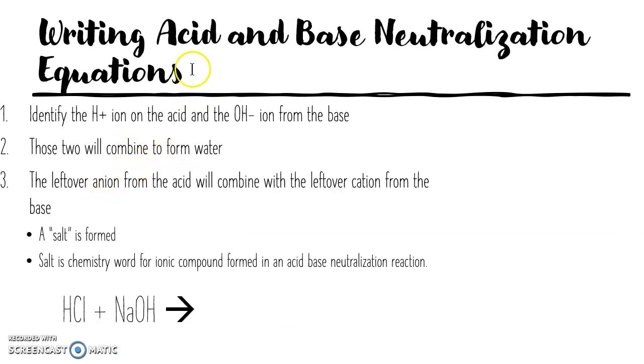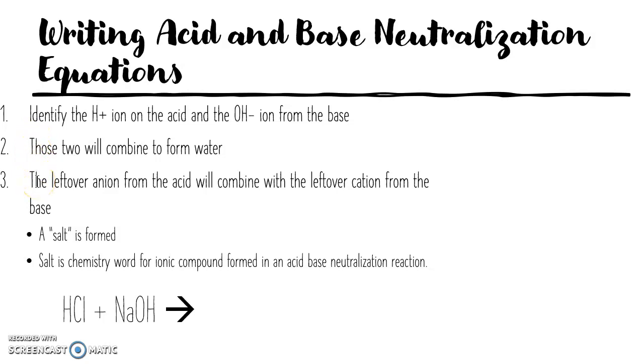So let's look at writing those equations. I wrote out some steps for you, and you'll see that for each of these examples, I'm going to follow these 3 steps. Okay, so our first step, we're going to find the hydrogen ion on the acid and then the hydroxide ion from the base. Those two are going to combine to form water, so that's one of our products.